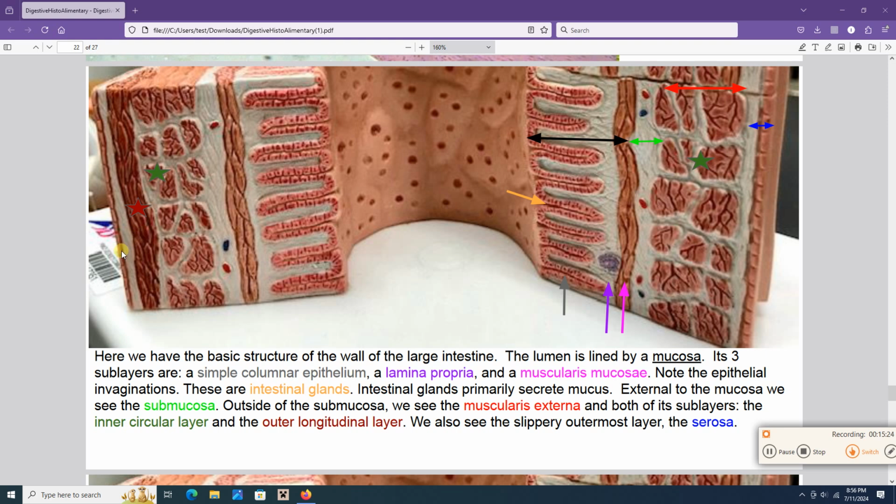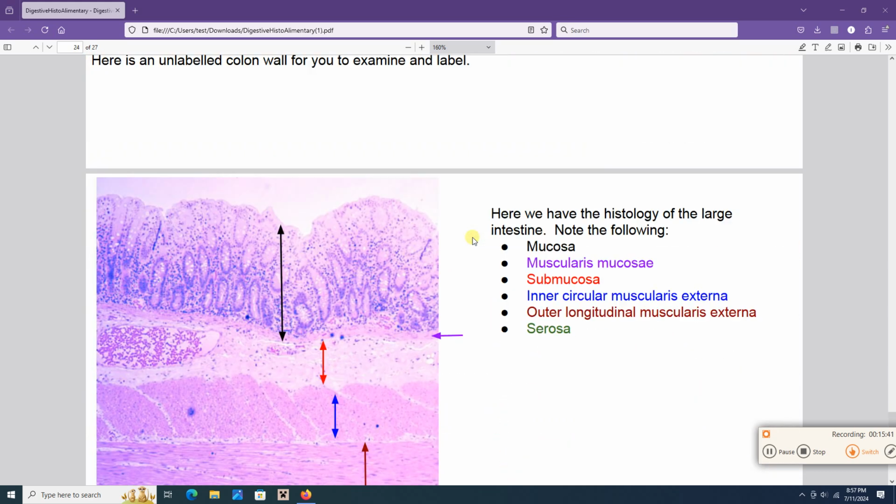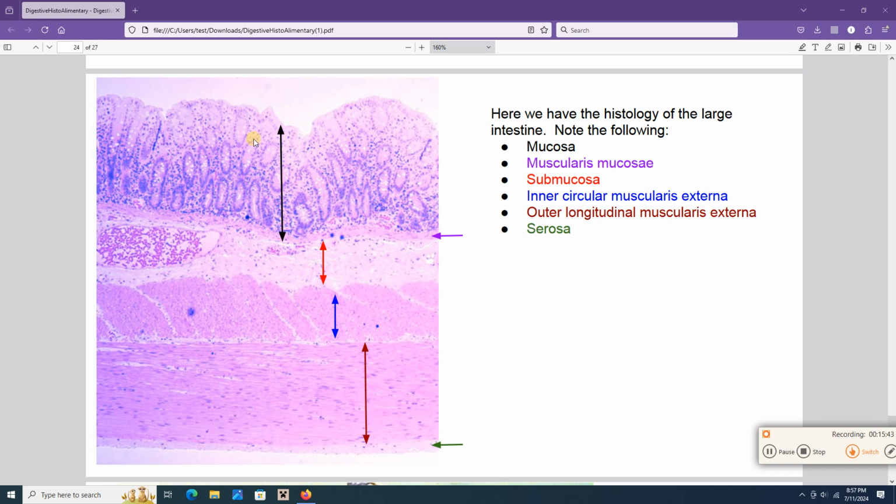Then there's my serosa. Now there are no villi. There are holes here, and these holes are for intestinal glands. They're making mucus primarily. All right, that's pretty much it. There's one for you to label yourself. Here's the real deal. Notice no villi. No villi. There's my mucosa, submucosa with a big vein in it, inner circular muscularis externa, outer longitudinal, then the serosa. So I can see the four layers beautifully here.